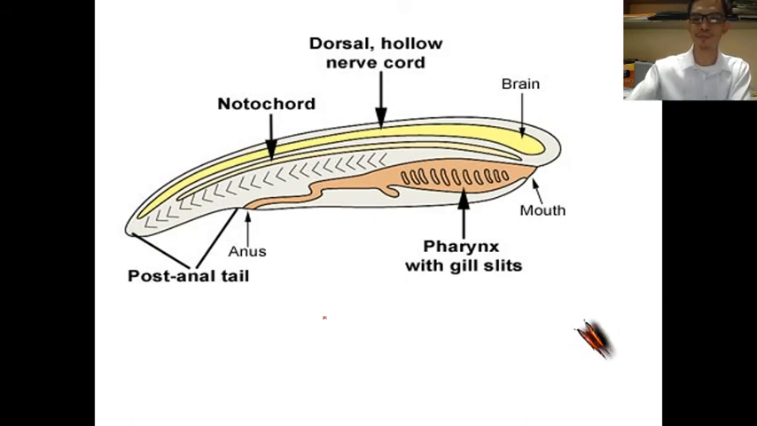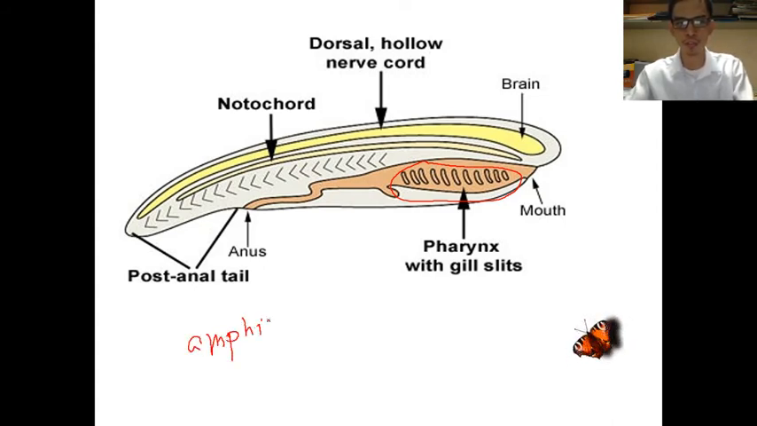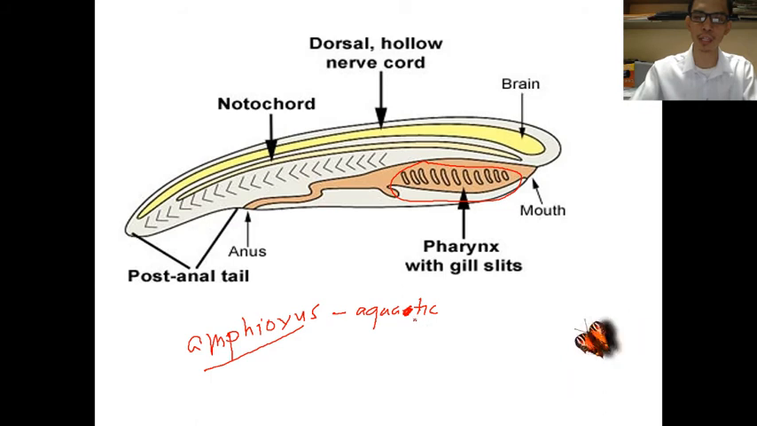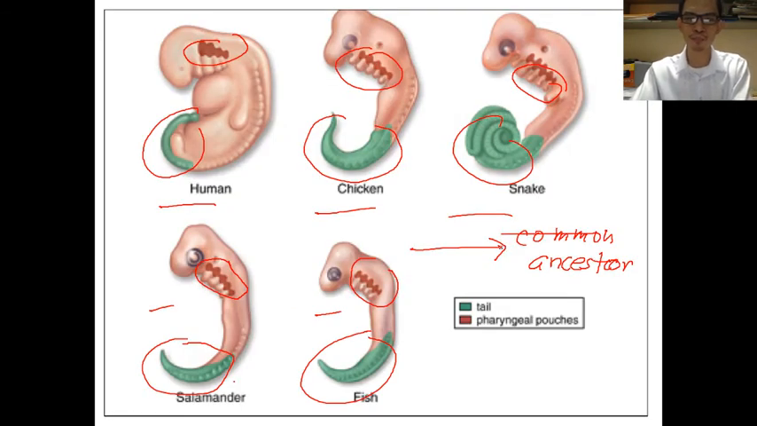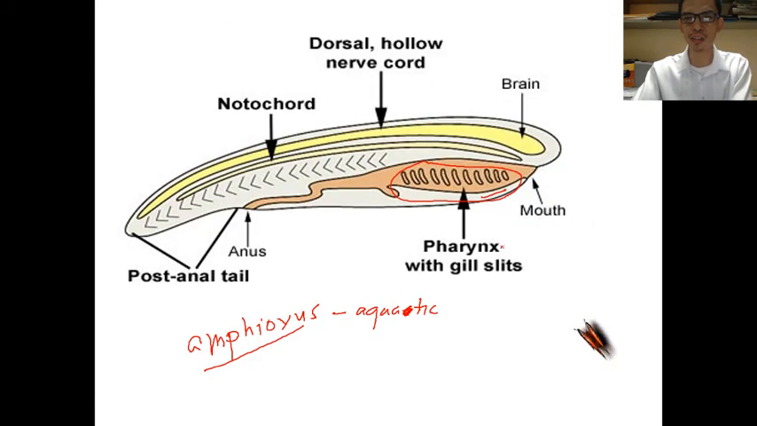This is the pharyngeal gill slits of what they call an amphioxus. An amphioxus is an aquatic organism. It looks like a fish. You can search it on Google to see what it looks like. This is the pharyngeal gill slits, which is seen in these five. So what do you think? Do these five organisms look the same as this one?